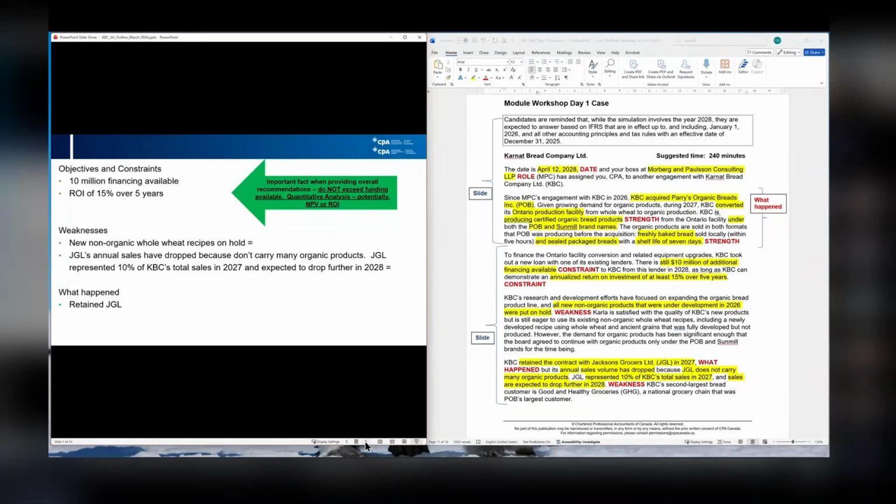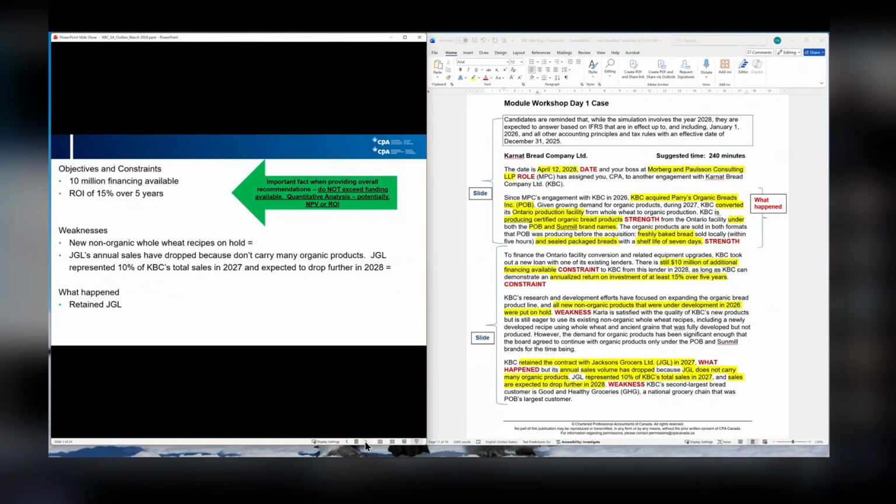This information is critical, and I need to discuss it every time I analyze the different options. When it comes to the financing, I cannot exceed the financing available. If I provide an overall recommendation that exceeds the financing available, that will result in a fail because the recommendations are not critical. They said that they required a return on investment of 15% over 5 years.